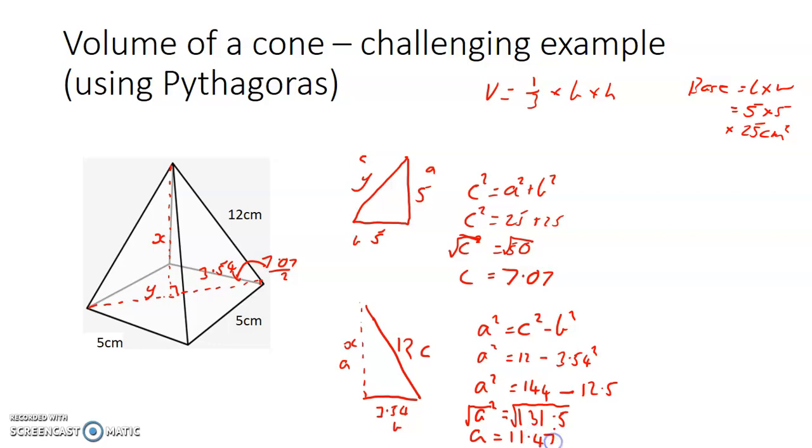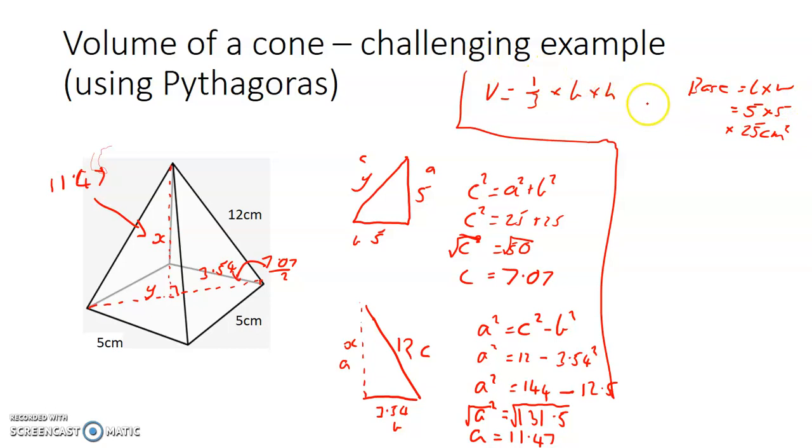There's a good thing you can do here to see if you're on the right track. If this side was 12, and that's the hypotenuse of the triangle, this side has to be less than 12, because it has to be shorter than the hypotenuse. 11.47 is less than 12, it means I'm on the right track. So now I know the height of this triangle, which I've just worked out, is 11.47, so we go back to my volume over here.